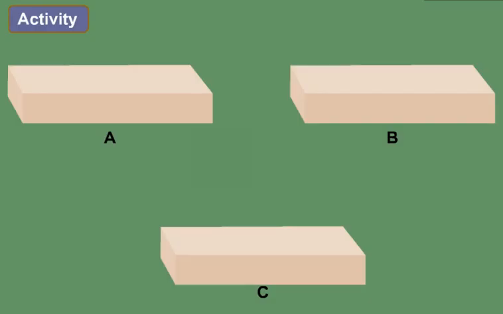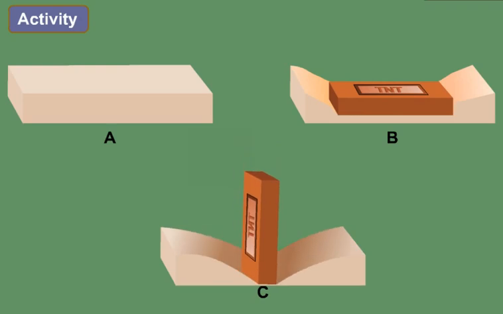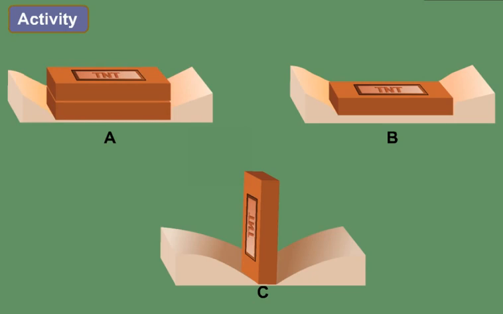Students, now let us look at this activity. Students, take 2 bricks and place one horizontally and the other vertically on a piece of foam. Also, place 2 bricks, one on the top of the other. The depth of impression will be different in all 3 cases.